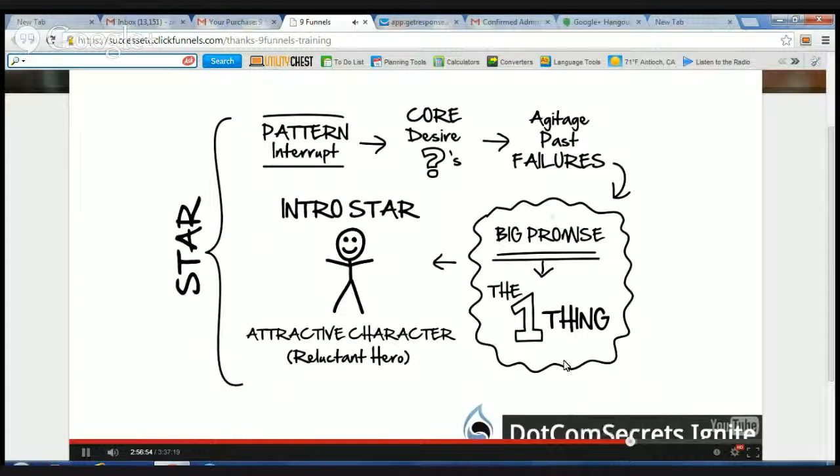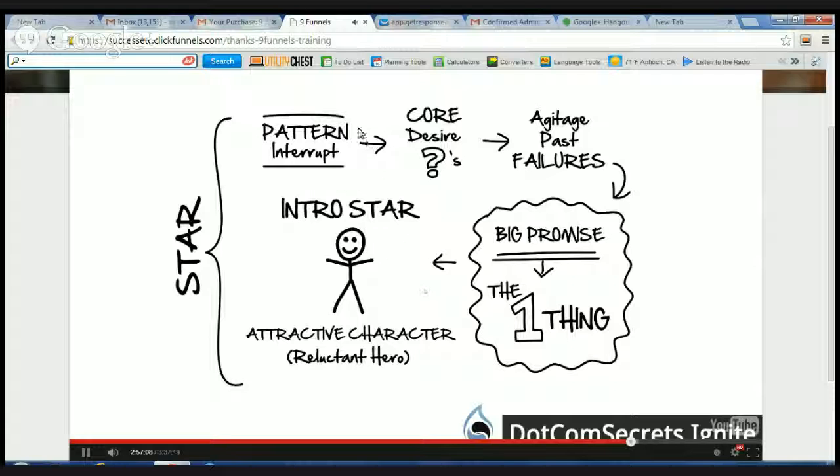Or you could probably use some kind of software to write like that, right? It's a software called Video Scribe. It's a monthly or annual fee. You could actually draw this: when you read pattern interrupt, the hand would come and draw pattern interrupt. That would draw core desires. Then it would draw this. For me, this is what I usually introduce, the reluctant hero.